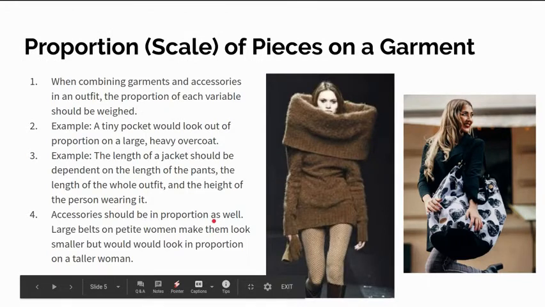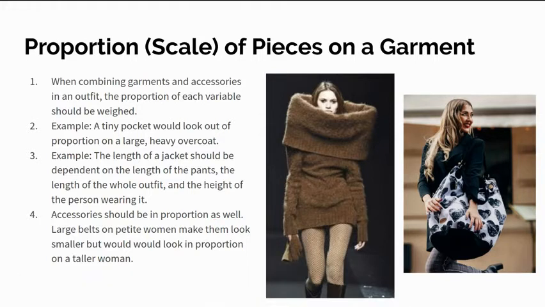Now we're going to look at proportion of the accessories on a garment to the garment itself. When we combine garments and accessories in an outfit, we want to make sure the proportion of each variable is weighed. For example, a tiny pocket, like a little itty bitty tiny pocket, maybe the size of half of your cell phones, would look way out of proportion on a really large, heavy jacket.